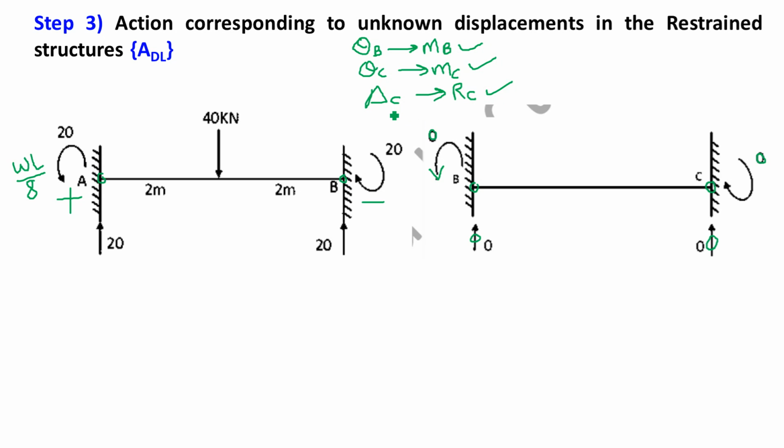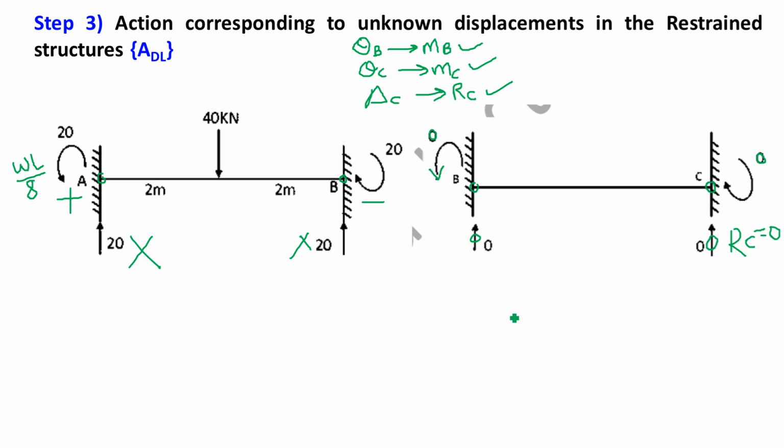We are interested to find out reaction at C only. We are not interested to find out reaction at A and B, so no need to find out reaction at A and B. But if you look at the BC span, we are interested to find out reaction at C. But in the BC span, since there is no load, the reaction at C is equal to 0.